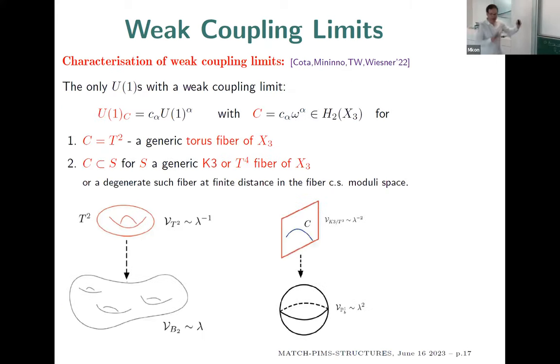Okay, so now we've understood the decoupling limit, the possible infinite distance limits. What now remains to understand is which gauge groups in this five-dimensional theory become weakly coupled in these limits, because for these we want to check the weak gravity conjecture. And this is what we did more recently. We classified them, and the statement is very simple again. The only ones which can ever become weakly coupled are of one of the following two types.